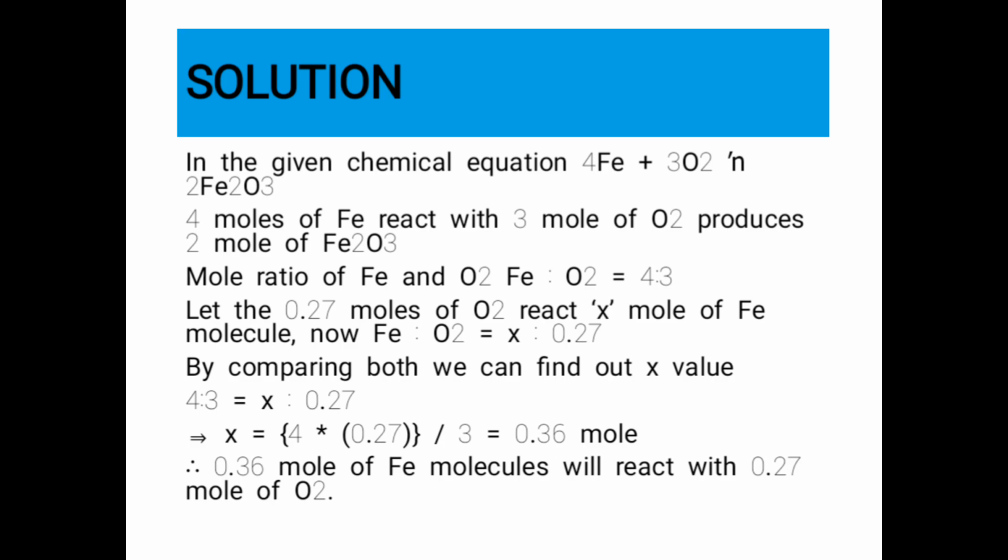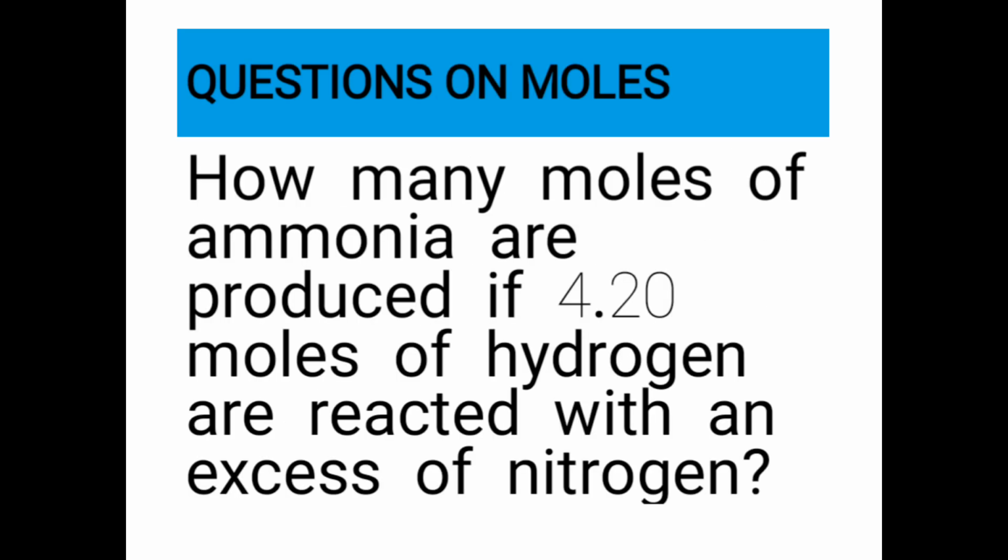You cross multiply, and you are going to have 4.027 divided by 3. It will give you 0.36 moles of iron. Okay, so another question: how many moles of ammonia are produced if 4.20 moles of hydrogen are reacted with an excess of nitrogen?